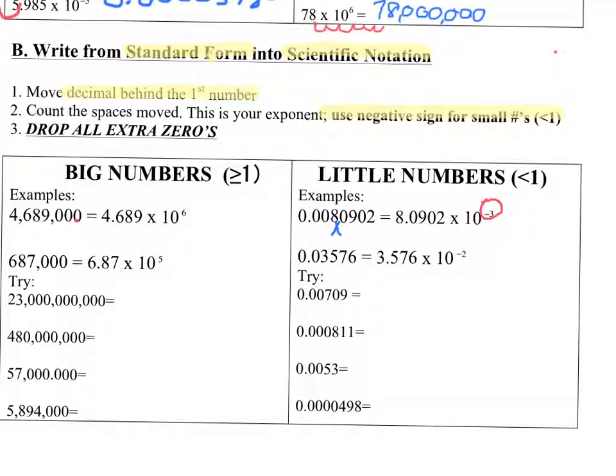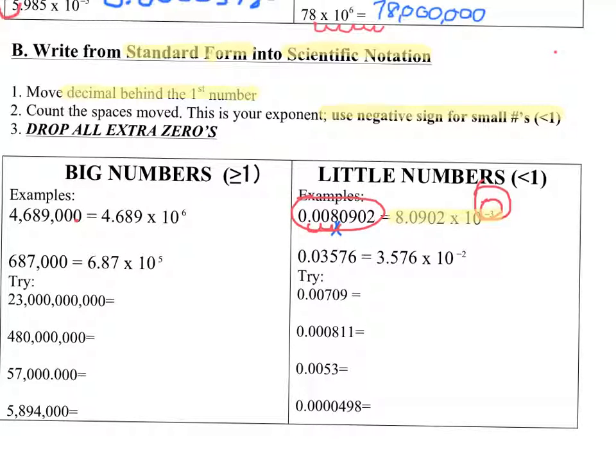If we start here, we will move 1, 2, 3 times to do so. That 3 is how we find the exponent number. We write this number as 8.092 times 10 to the negative 3 because we have recognized that this number was smaller than 1 or a fraction. Therefore, we have to give it a negative exponent.